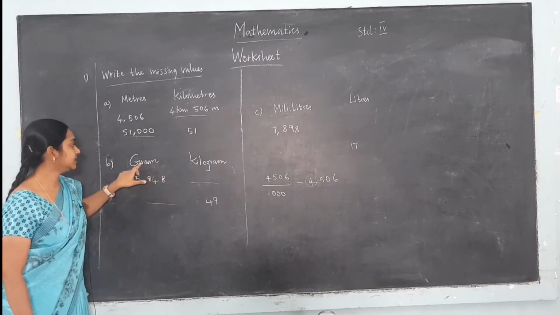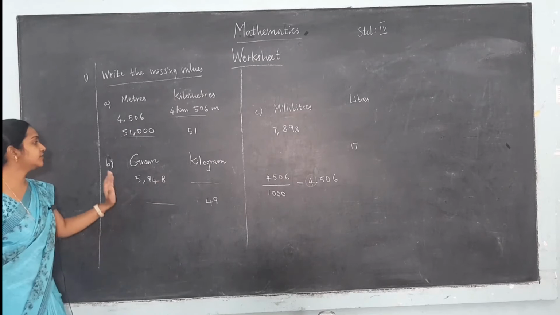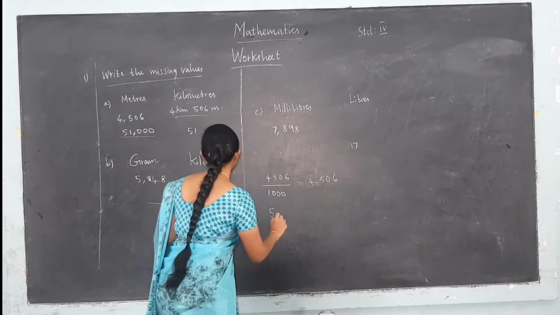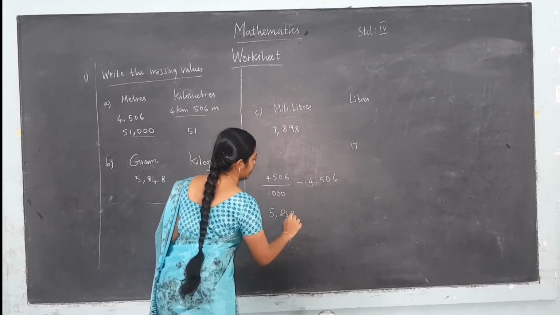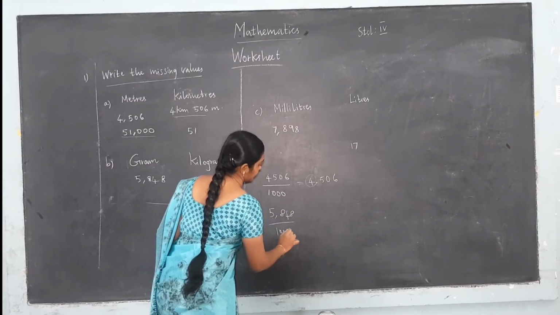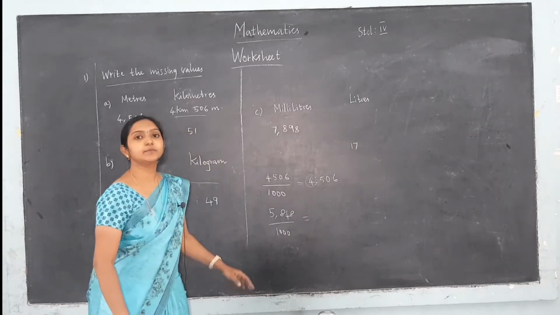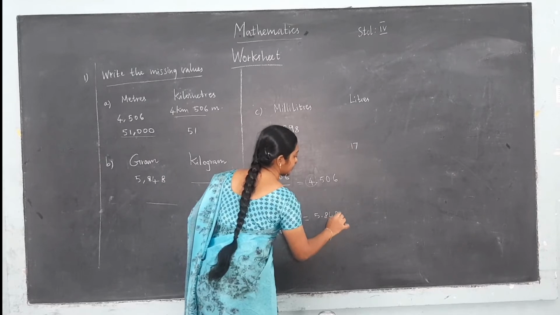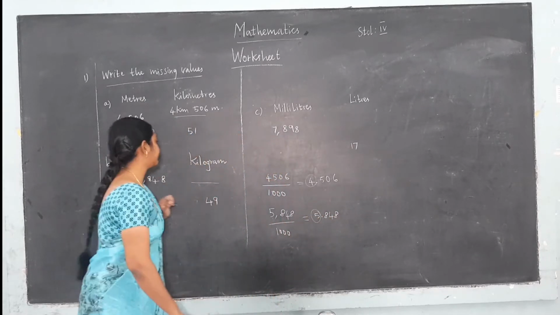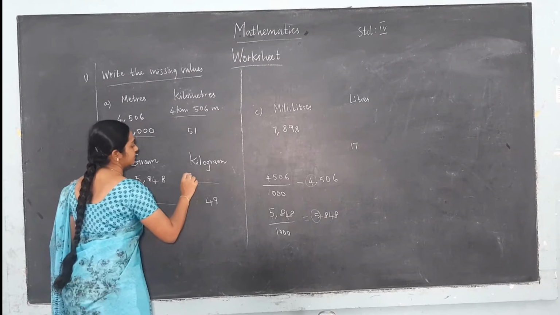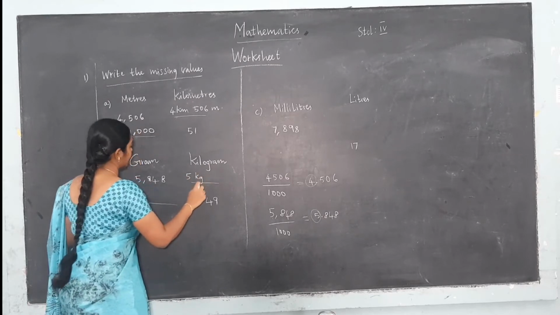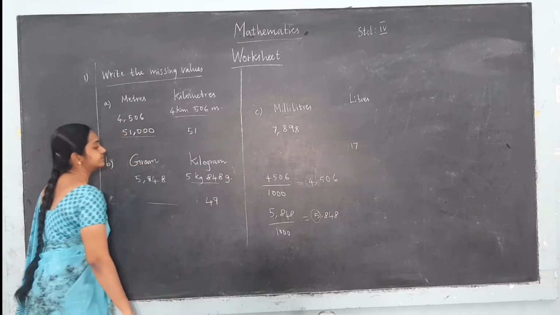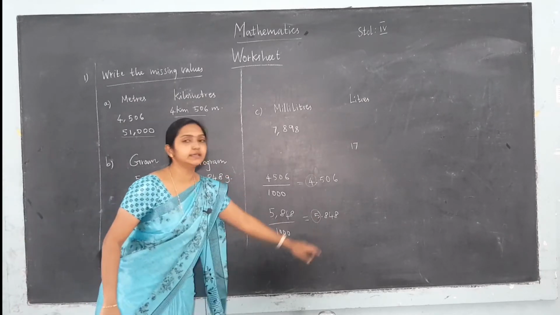Next, 5848 gram into kilogram. To convert gram into kilogram, we have to divide that by 1000. So we have to keep the decimal point before 3 places. So it will be 5.848. Before the decimal point we are having 5. So it is 5 kilogram, 848 gram. After the decimal point it will be gram.